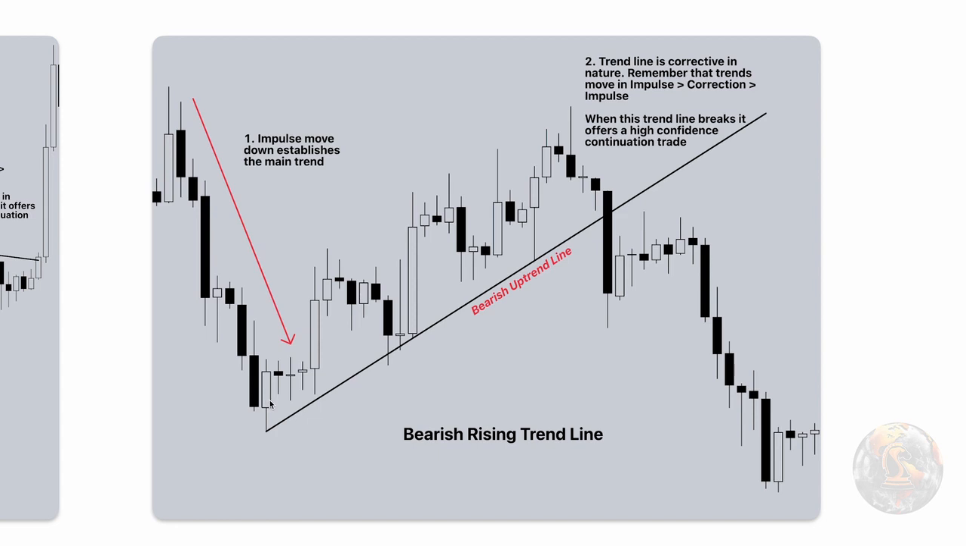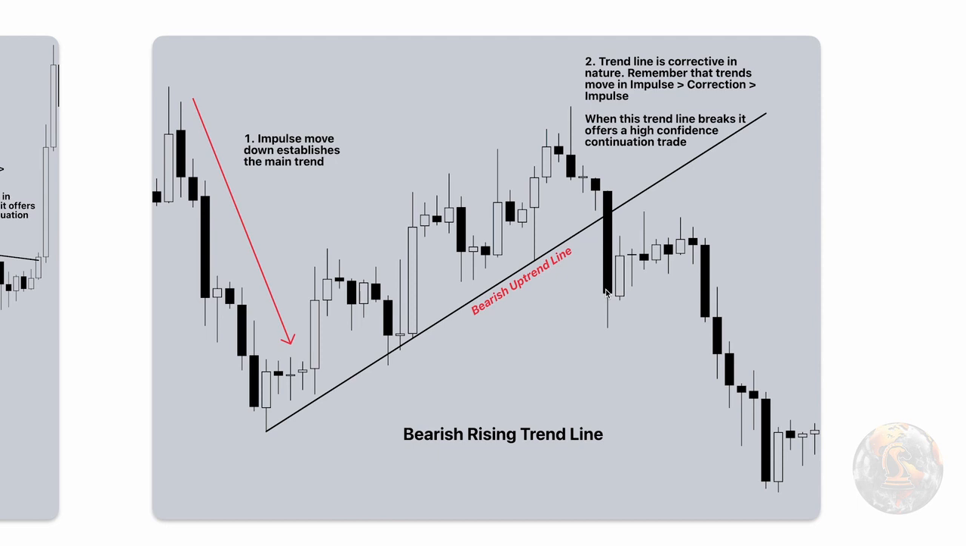You then have a corrective move up. It takes 3 or 4 times as many candles to form the correction as the impulse. That's a textbook correction. You impulse down fast, you correct slowly. Correcting upwards creates a bearish uptrend line, and the trend line is corrective in nature because impulse, correction, impulse. And when that trend line breaks, it offers a high confidence continuation trade.